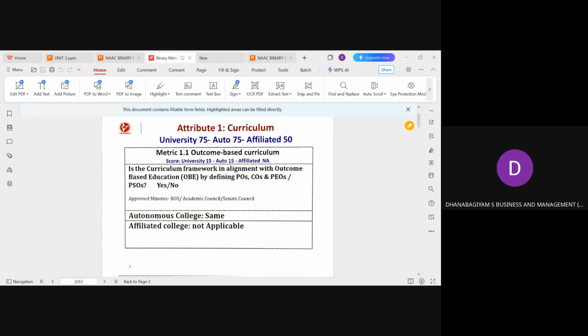So that clarity needs to be there when we design our program outcomes. After that, we have the course outcomes. Course outcomes are related to the subject. Program outcome is related to the degree that the particular individual gains.